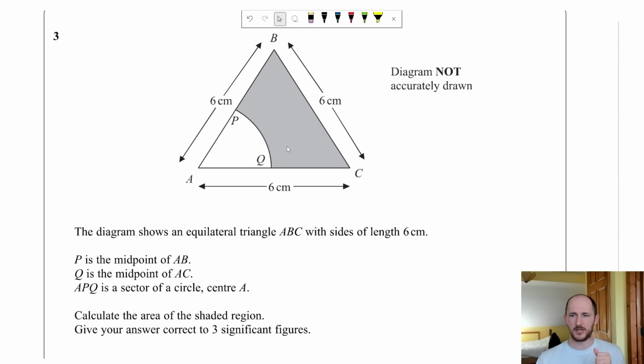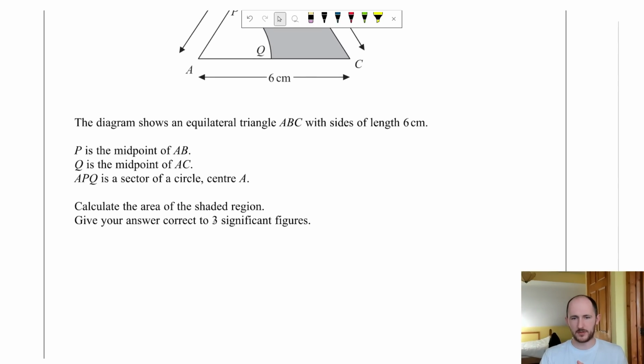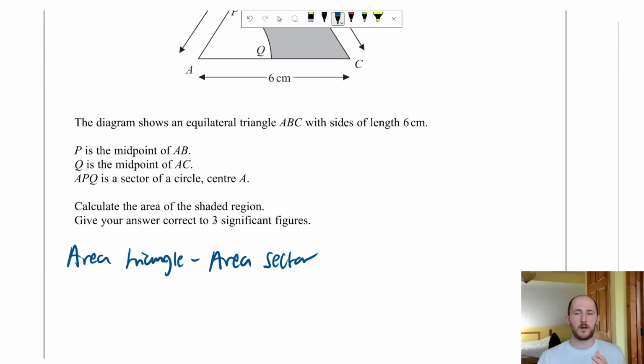Well, if I want the shaded region, I don't know what shape this shaded part is, right? It's like this weird curved thing. But if I take the area of the entire triangle and I take away this small part here, this arc part here, I will be left with the grey area. So it's the area of the triangle minus the area of that pizza slice, which is a sector. That's what I'm doing overall.